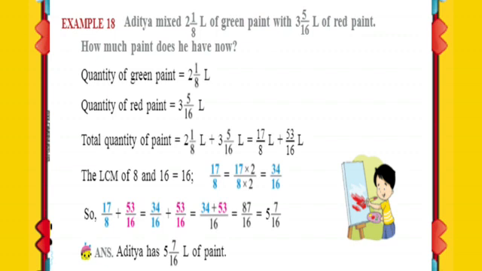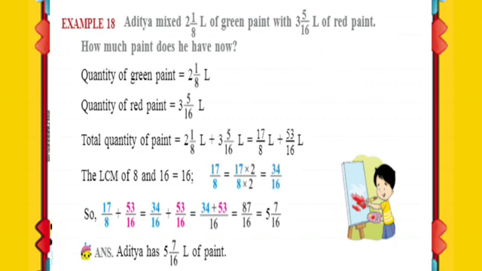You convert the mixed fraction into an improper fraction. When you convert 2 1 by 8 liters, the improper fraction you get is 17 by 8, and when you convert 3 5 by 16, you get 53 by 16 as the improper fraction. Now you will add these two fractions, 17 by 8 liters plus 53 by 16 liters.